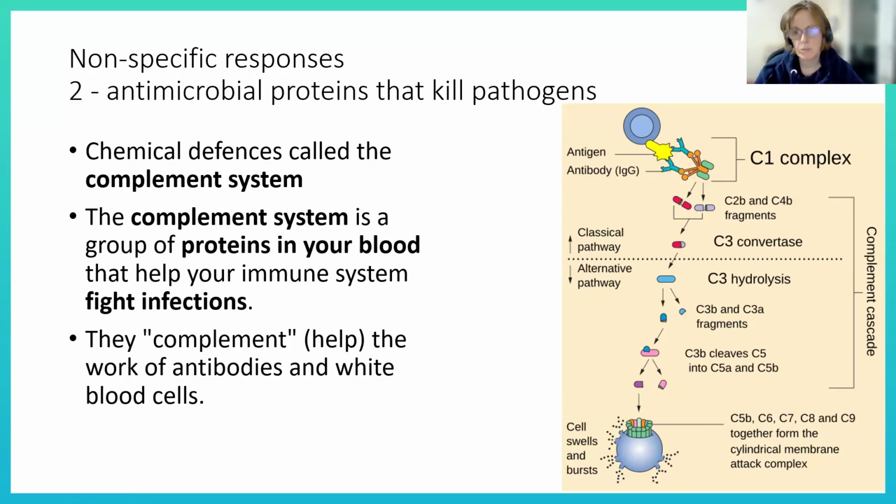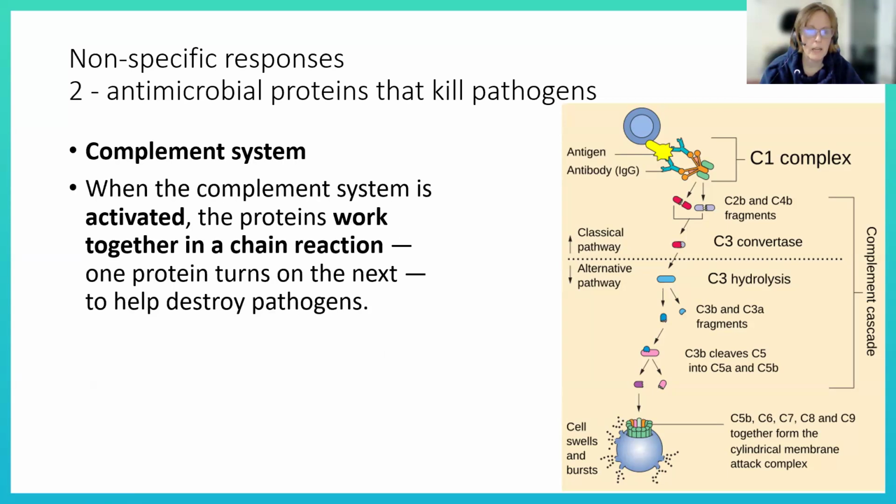I'm going to show you a little video in a minute which helps to explain it. Basically, we've got all of these proteins floating around in our blood. You get a cascade happening where one protein gets churned into another protein, gets added onto another protein, and eventually you get a hole forming in the cell, which will burst it. So that's the complement system: special proteins that work together in this cascade of protein building to kill off cells.